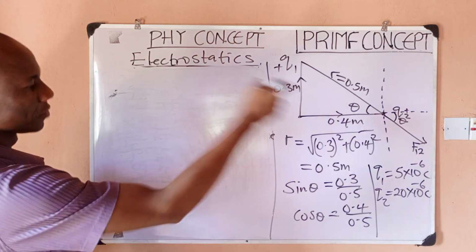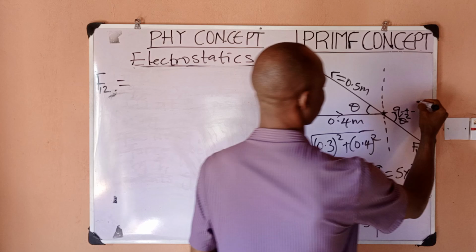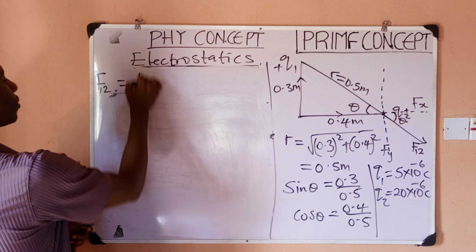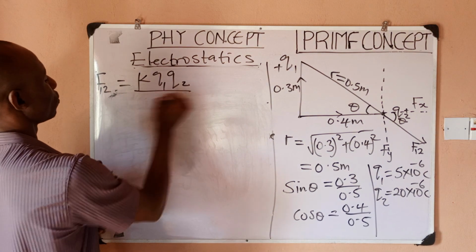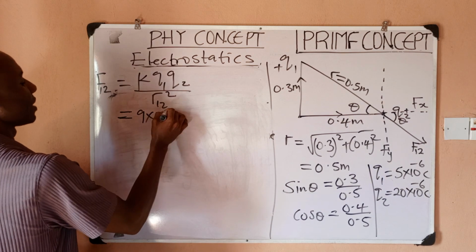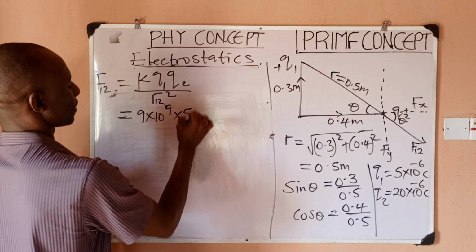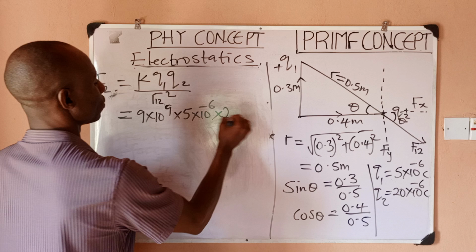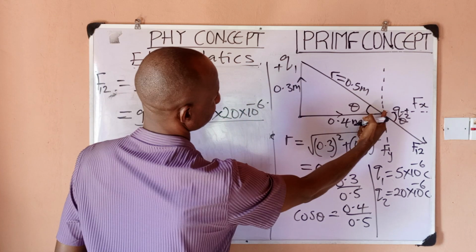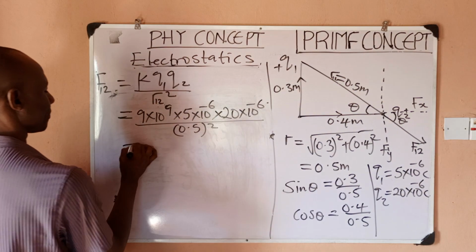Now, I want to find F12. What would F12 be, so that I can now resolve it into the x and y components? So what will F12 be? It's going to be k q1 q2 by r12 squared. So what is k? 9 times 10 to the power 9. q1 is 5 times 10 to the power minus 6, q2 is 20 times 10 to the power minus 6, divided by r12, which is this distance, 0.5, squared.